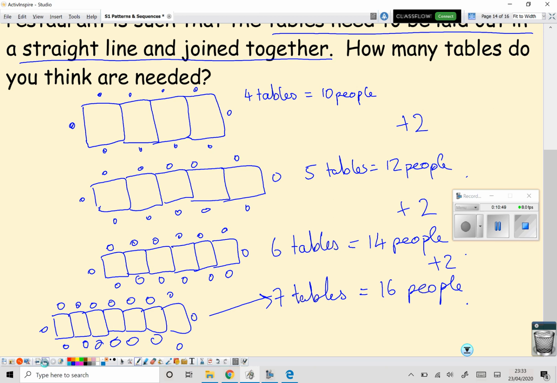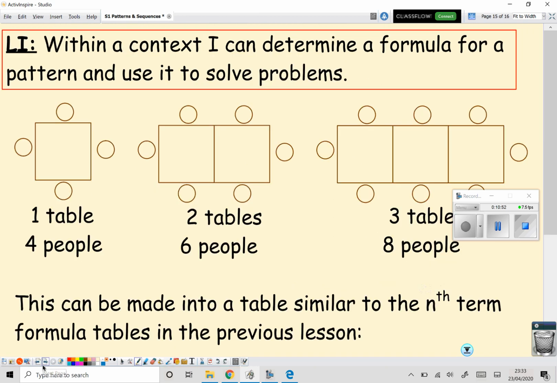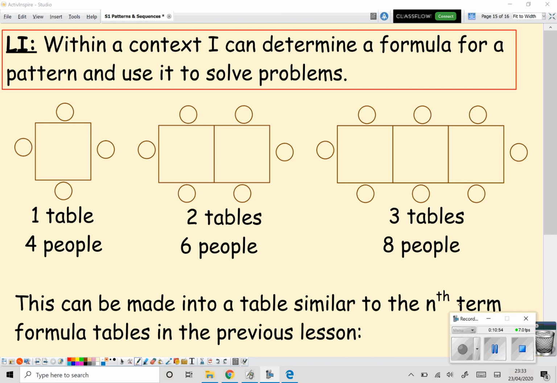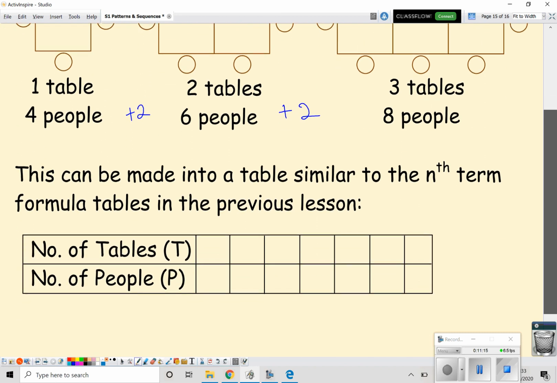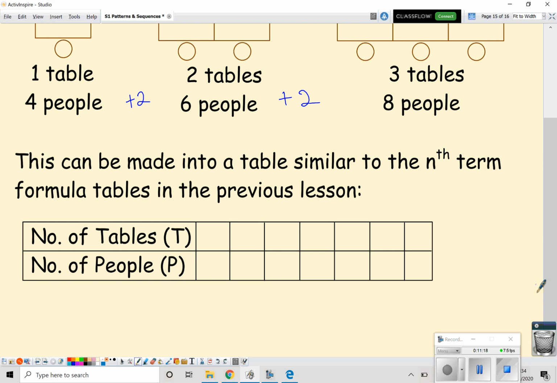And let's have a look at this in a bit more detail, okay, with some better drawings than the ones I've just made. So I've got a summary of the first three values in the sequence here. One table covers enough for 4 people, 2 tables is 6 people, 3 tables is 8 people, and again you're seeing that adding 2 each time we add a table. Now that can be made into a standard table similar to our nth term formula tables. And what we're going to do is put across the top row our number of tables. 1, 2, 3 tables.